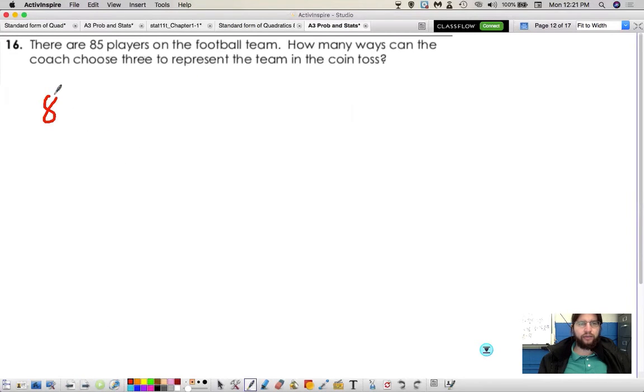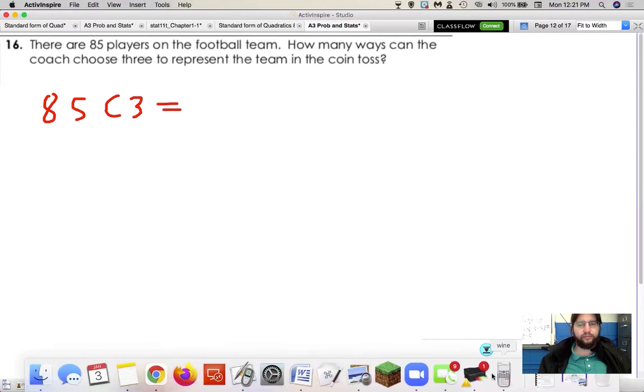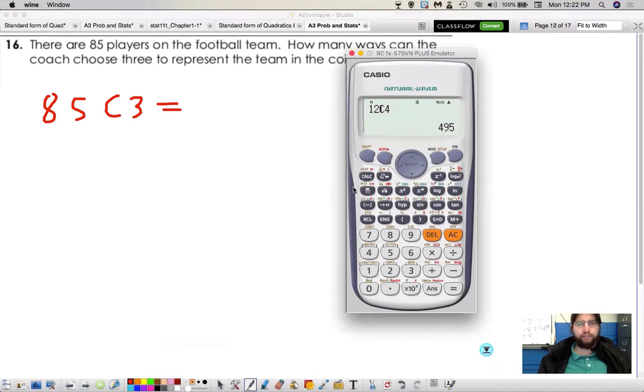Okay, 85 players. So they're going to choose 3 to represent the team. Any 3 players, it doesn't matter if it's the ball boy or the quarterback. It's just 98,000 different possibilities.